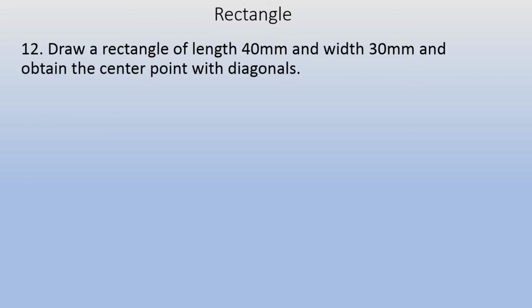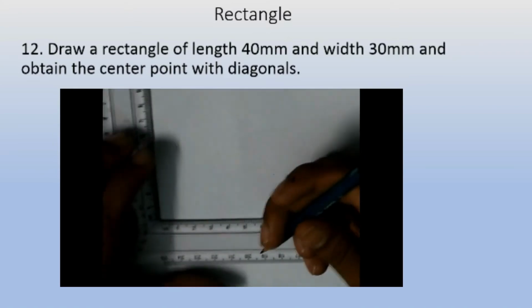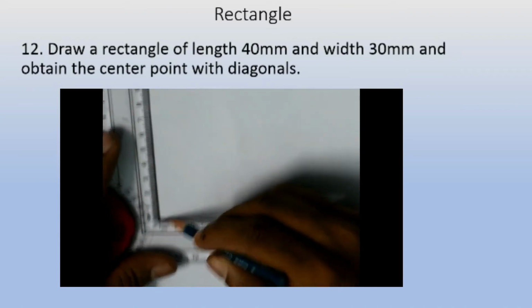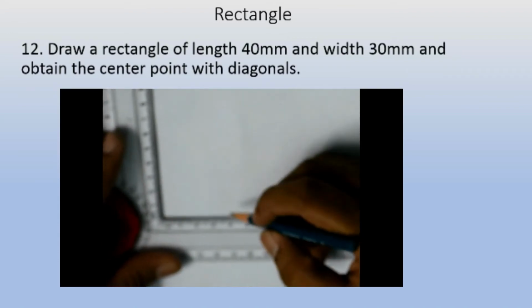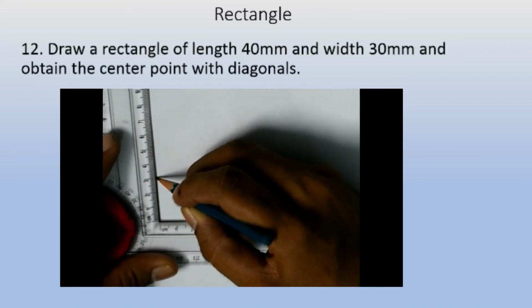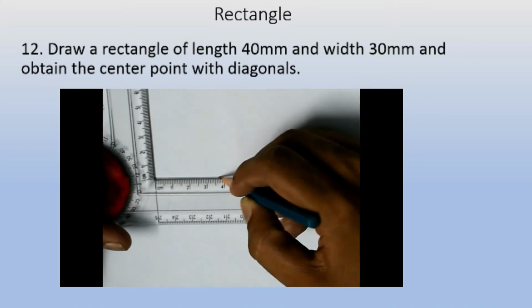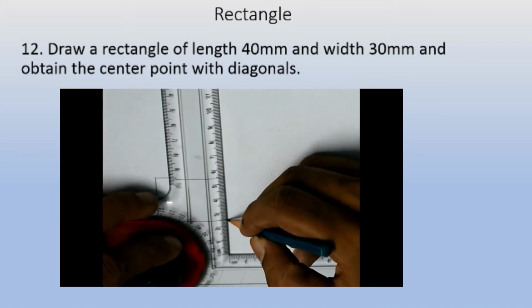Now we will see about rectangle. First we will draw a rectangle of 40 length and 30 width, and we will obtain its center point also with diagonals. This is very important with respect to projection of solids, that is section 4 of this course. But first I will draw this rectangle, 40 mm length and 30 mm width, as you can see. So I can complete this rectangle very easily.